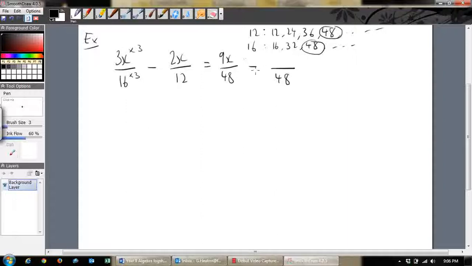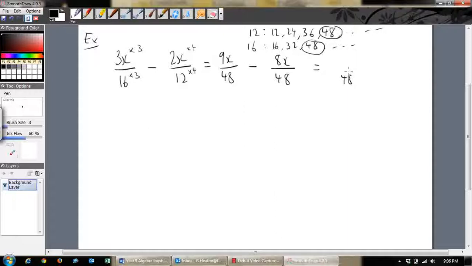3x times 3 is 9x. This down here, what have we multiplied 12 by to get 48? We've multiplied that by 4. So I need to multiply the top line by 4. 2x times 4 is 8x. And we've got that minus in there, so we'll leave that there.